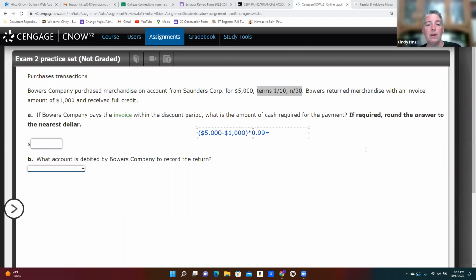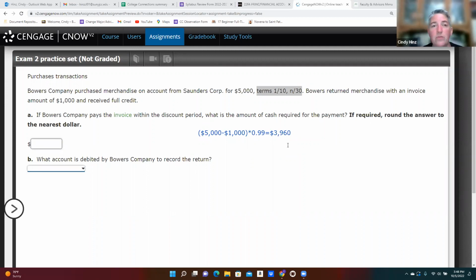We could multiply by 1% again to get the amount that we took as a discount, and then there'd be another step to subtract that discount amount. So when I multiply by 99%, I get $3,960. The discount then would be $40. We saved $40 by paying our invoice within that 10-day period.